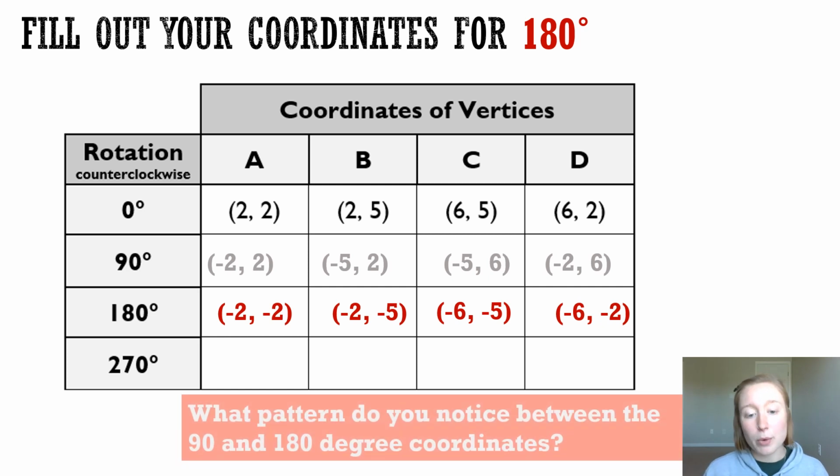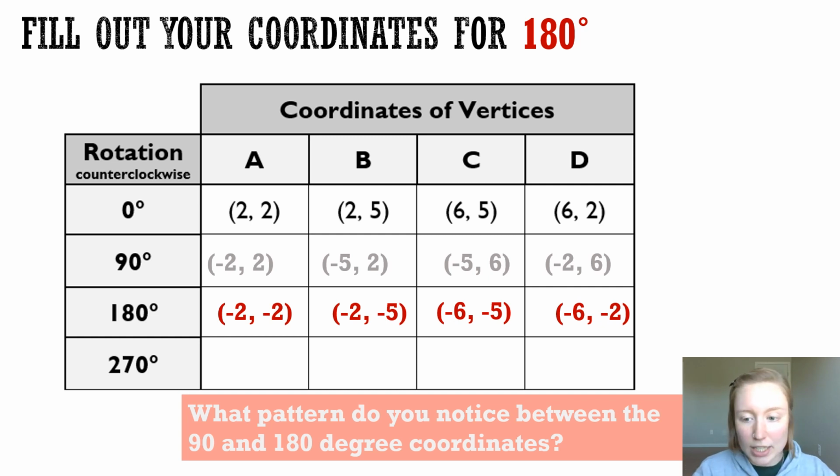Okay. So my question is, what pattern do you notice between the 90-degree and the 180-degree coordinates? Take a look at how my 90-degree matches up with my 180 in each of them. You notice that there's a pretty similar pattern going on. I'm taking my points and flip-flopping them and making the first one negative again, right? In B, I took -5 and put it at the end. I took 2 and put it at the front and made it negative. Same thing in C, right? I flip-flop my points and make the first one negative. Same thing in D. So we're seeing some patterns here.